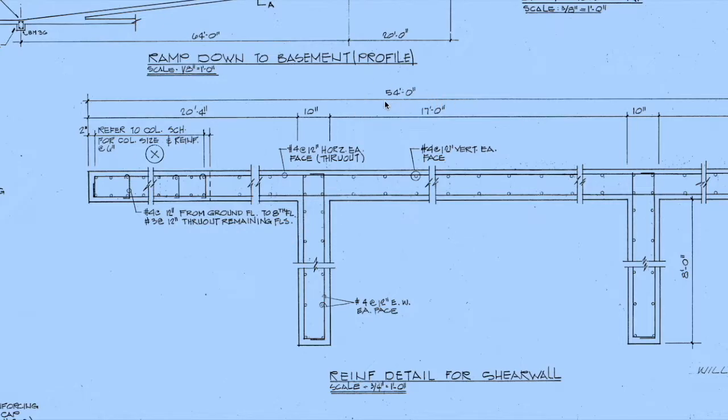This is 54 feet. This 24 foot 4 inches is very interesting, the 4-inch part. There's 10, 17, 10, and there's 15. There's 2 inches of concrete cover. So contrary to a lot of people's statements, there is significant cover, and they do know how to add more concrete cover. Well, there's this 8-foot step back.